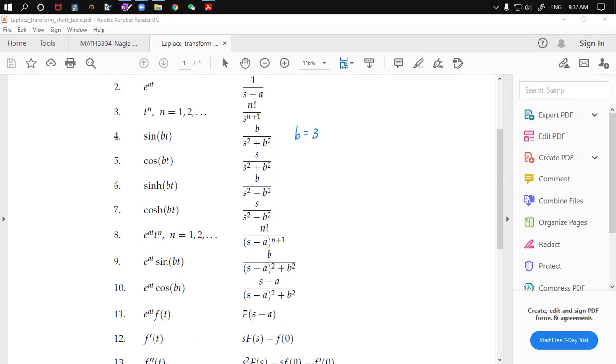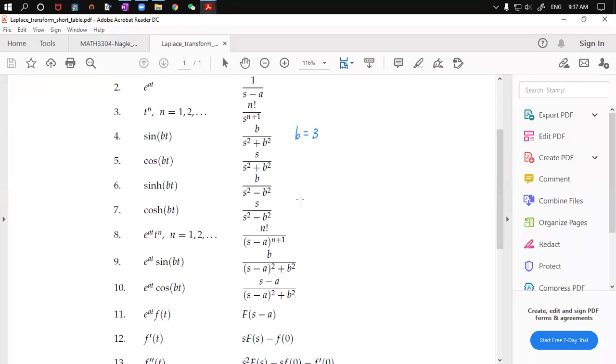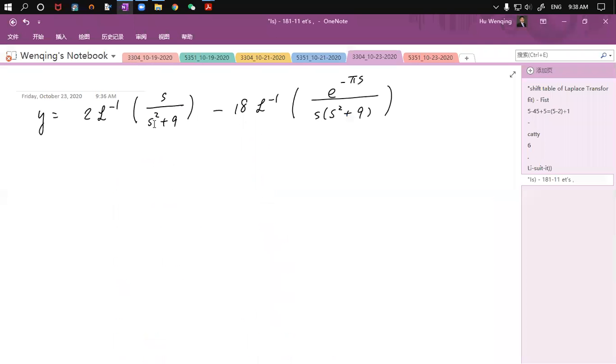Because previously, with b equal to 3, you're going to have s squared plus 9. So you're going to have s over s squared plus 9, which is s over s squared plus 3 squared. Therefore, you use line 5. It transforms to cosine 3t. Is that good, family? So that's what you would like to have. Here you're going to have 2 times cosine of 3t. That's the scenario.